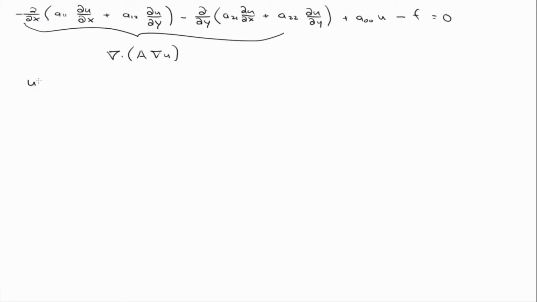So here U, it's a 2D problem, so U is a function of X and Y. Right. And the AIJs are the data. So that's our material properties. And then we'd have some boundary conditions also.